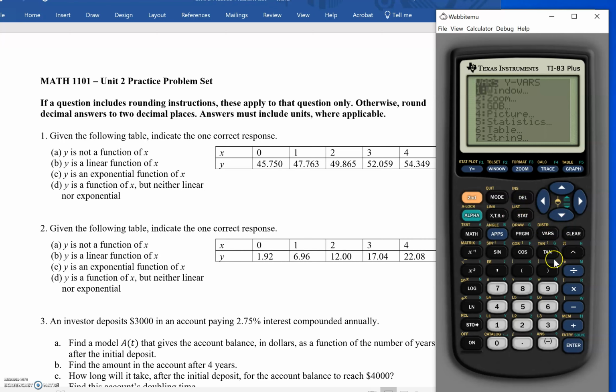I think I messed up. Hold on. Okay, so as I was saying, I'm doing exponential regression here. I had to put in a parenthesis or a comma.